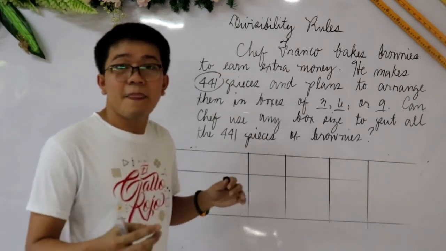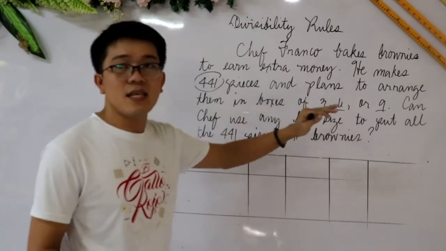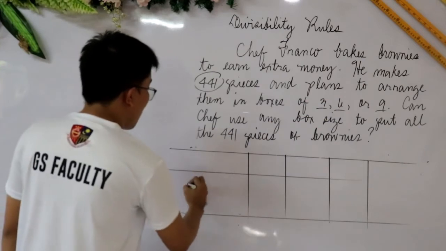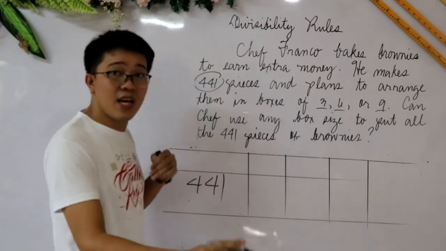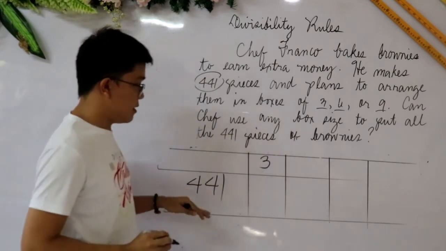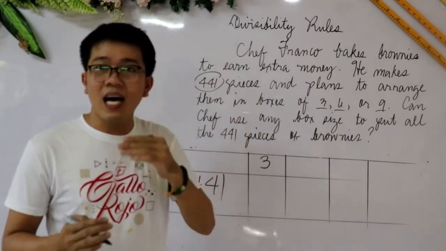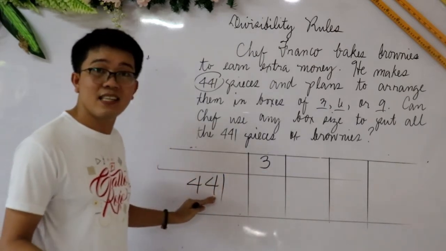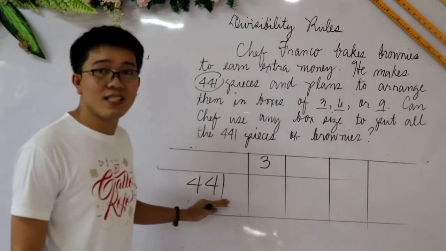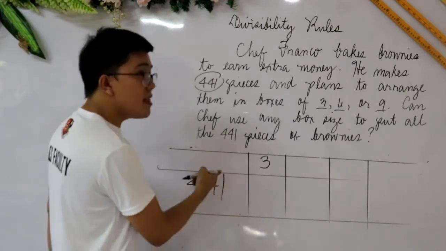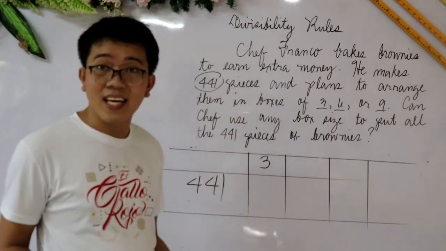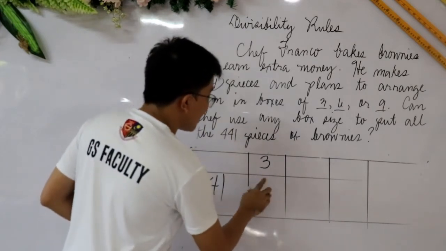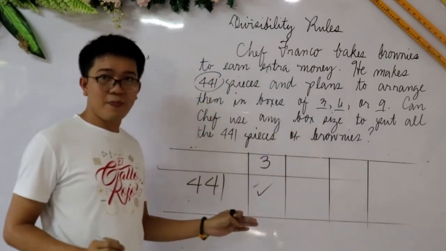Now to know if it's divisible by 3, 6, and 9, we have to check it one by one. Let's place first the number 441. Then let's check if it's divisible by 3. What is again the divisibility rule number 3? Add all the digits. 4 plus 4 is 8. 8 plus 1 is 9. And 9 is divisible by 3. So we say that this 441 is divisible by 3. I'll place the check mark here.